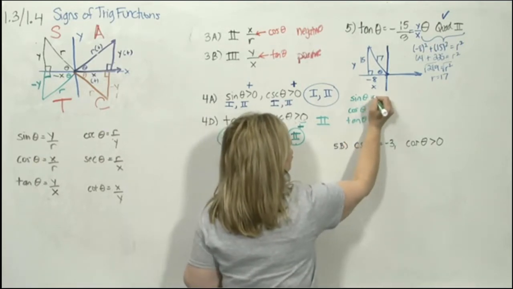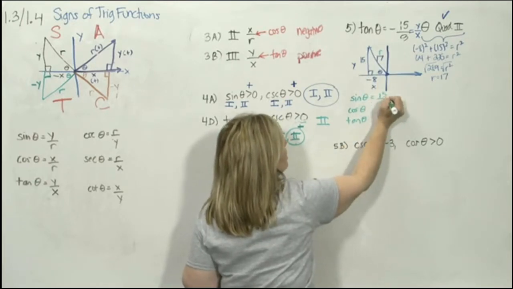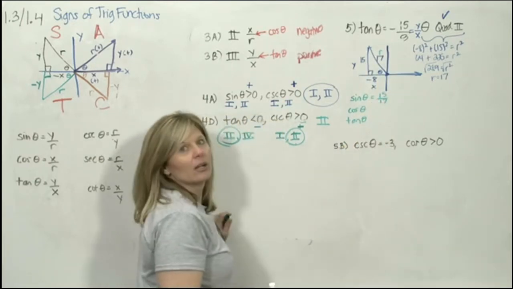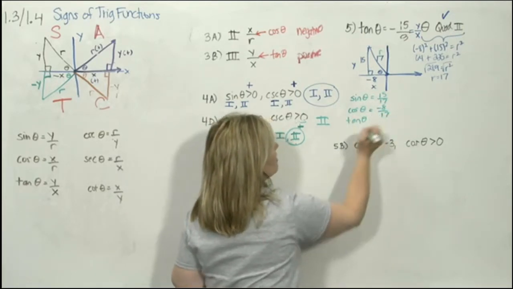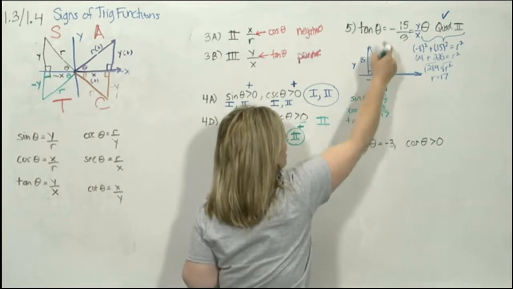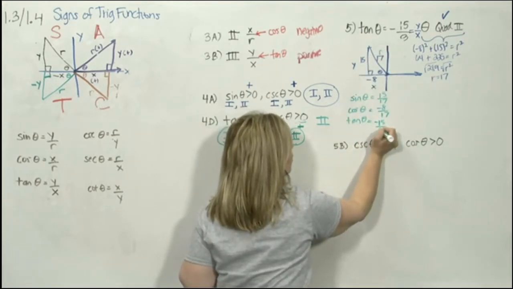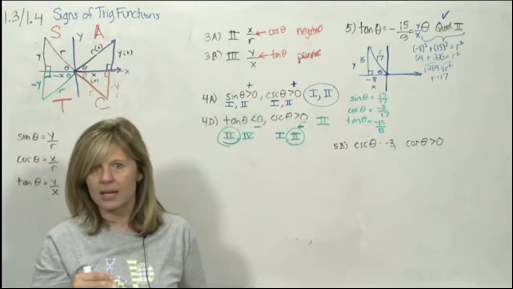Sine is y over r. So that is going to be 15 over 17. Cosine is x over r. Negative 8 over 17. Tangent is y over x. Well, you already told that one up there. Negative 15 over 8. Always write the original 3, sine, cosine, tangent.